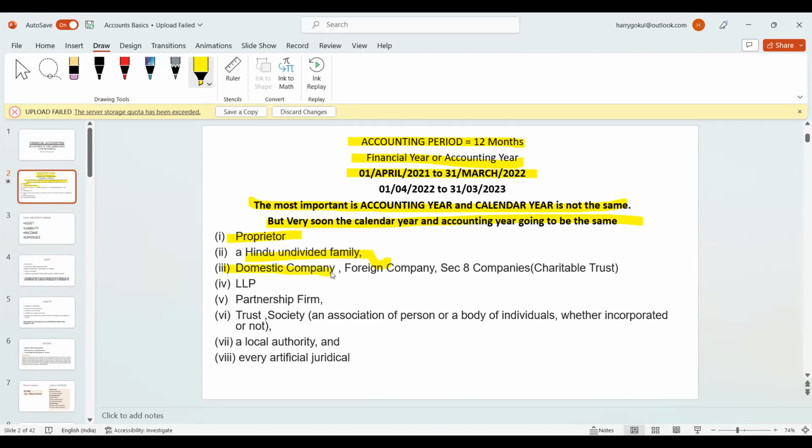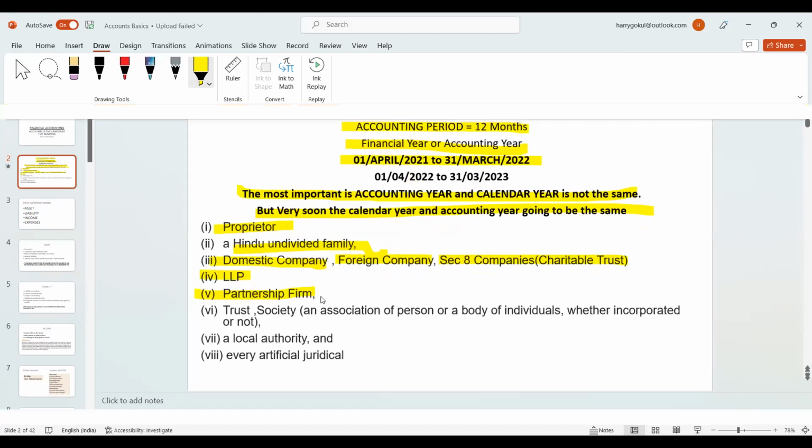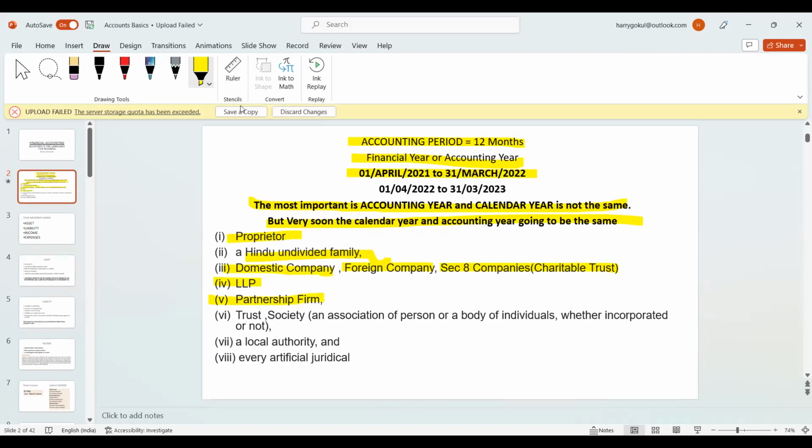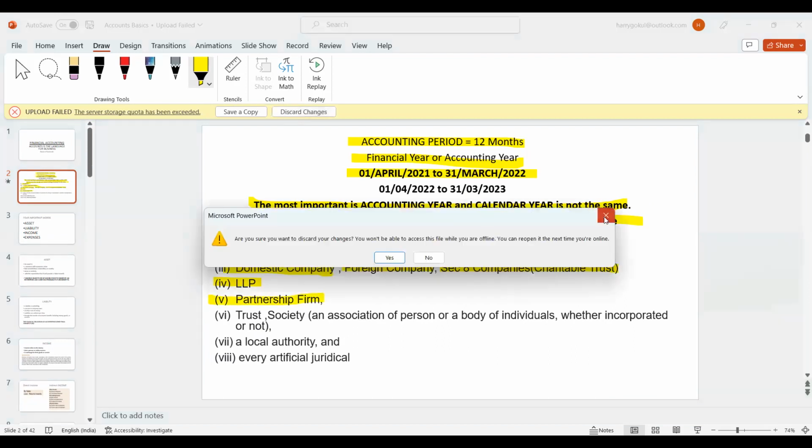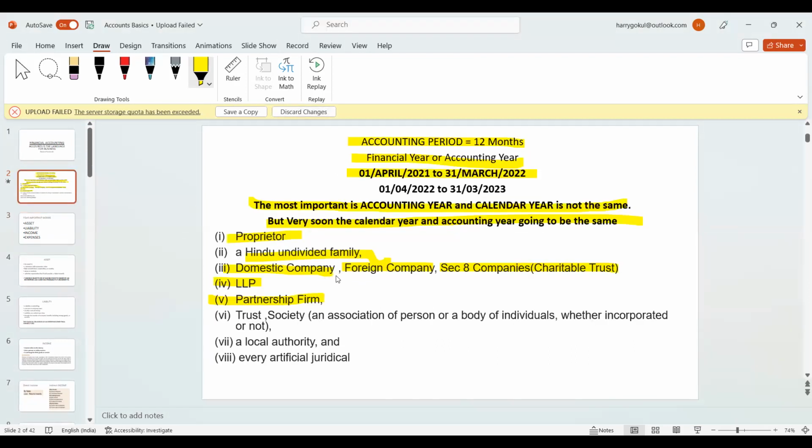And companies which are incorporated in India are called domestic, while those having foreign ownership are foreign companies. If you incorporate a company for a charitable purpose, it will come under Section 8 companies. Then there is the limited liability partnership. It's also a partnership, but the liability is limited. And a partnership firm, where the liability is unlimited. And then trusts and societies also exist.